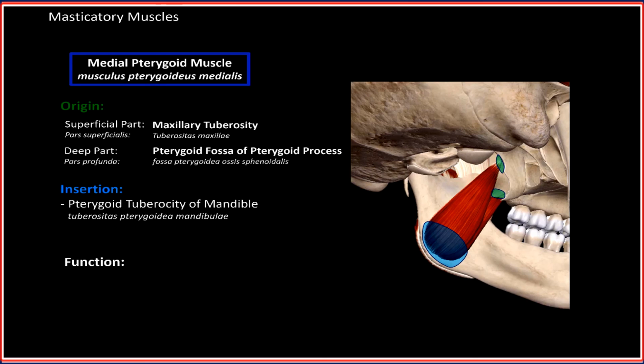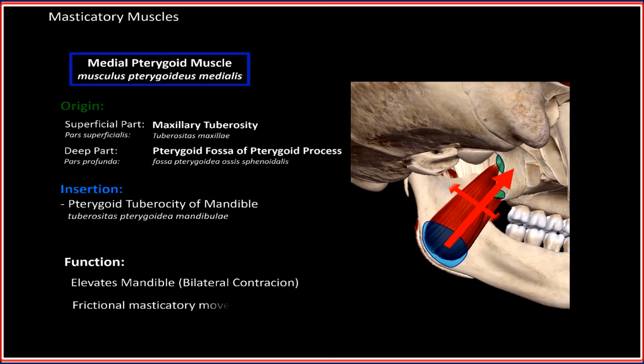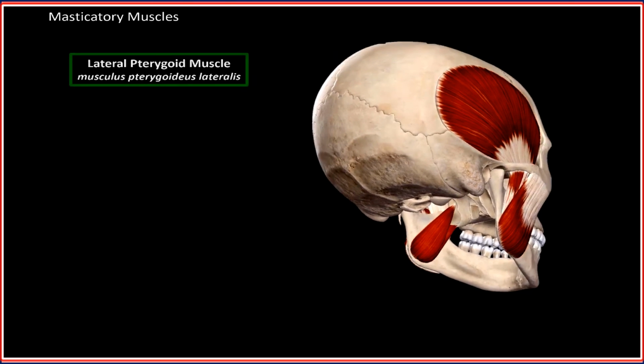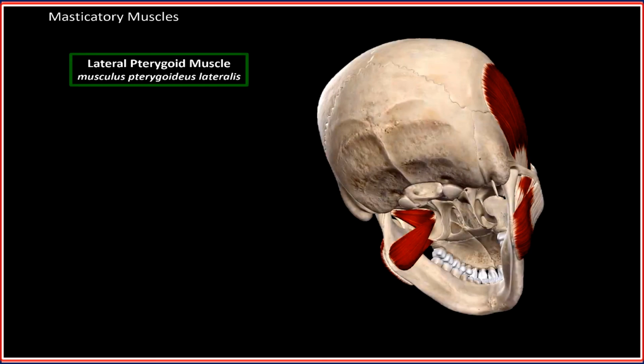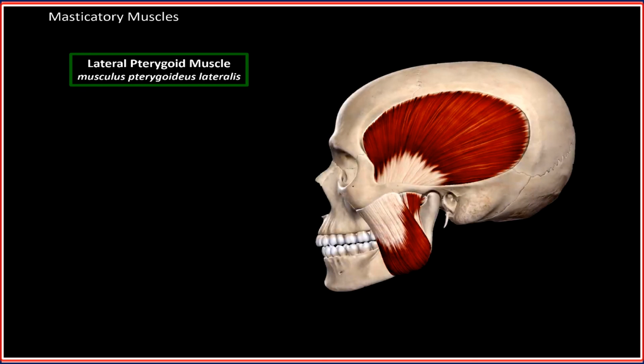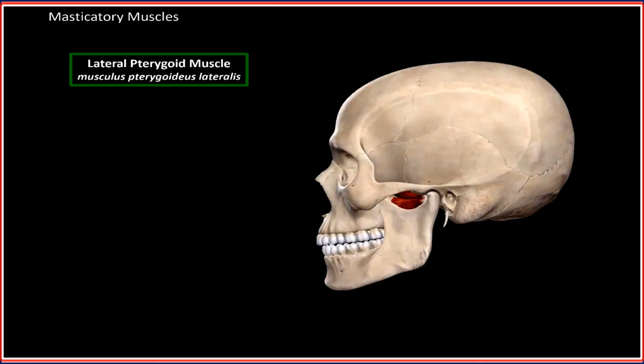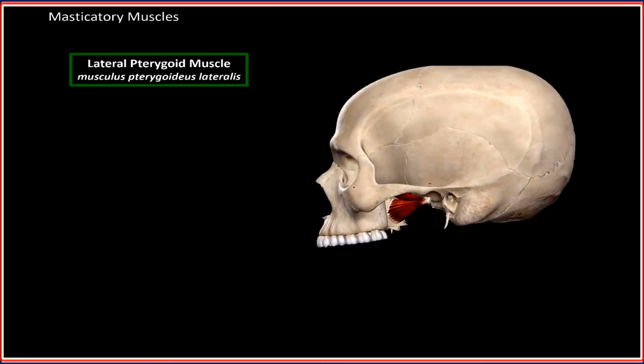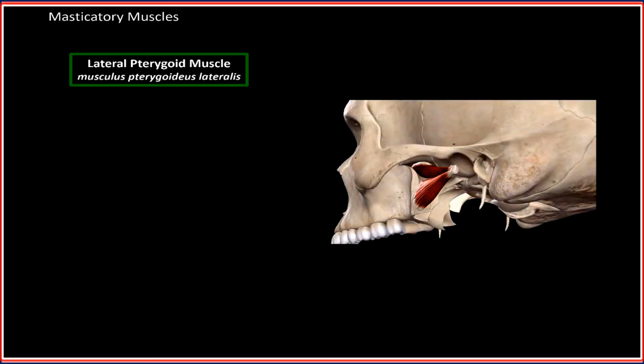The function of this muscle is either elevation of the mandible if both the right and the left medial pterygoid muscles contract, and if only one side contracts, they move the mandible in a frictional masticatory movement, a grinding movement kinda. Then lastly, we have the lateral pterygoid muscle, which is located laterally to the medial pterygoid muscle. So if you go back to this view and remove all the muscles, and then you remove the mandible, we'll be able to see this muscle very easily.